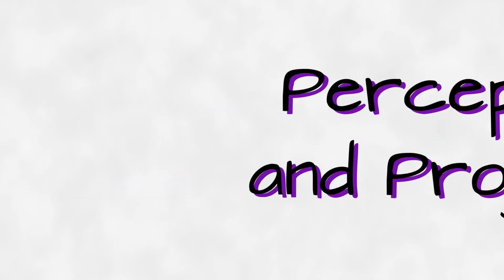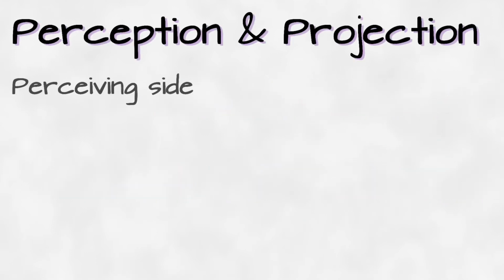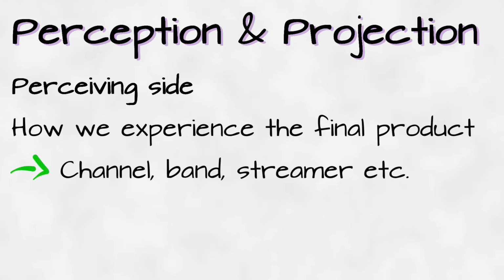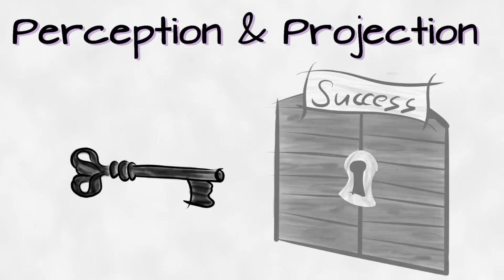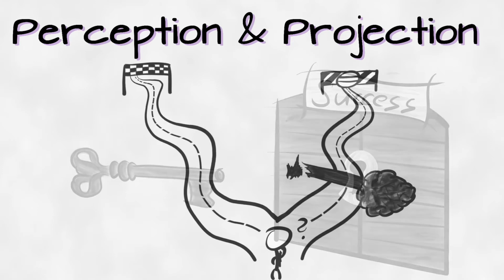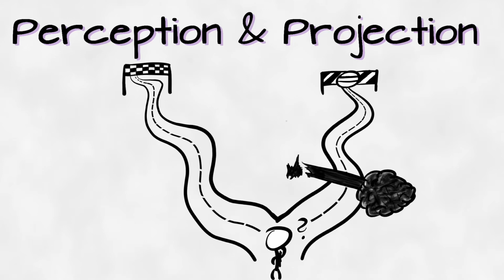Perception and projection. The perceiving side. How we experience the final product. In our case, a famous Let's Play channel, a band or a streamer. We see the established product and assume that this is the key to success. So the obvious thing to do is do exactly the same and expect the same results. We tend to focus on the outcome and ignore the way a person went to get there. We ignore the randomness laid within the journey.